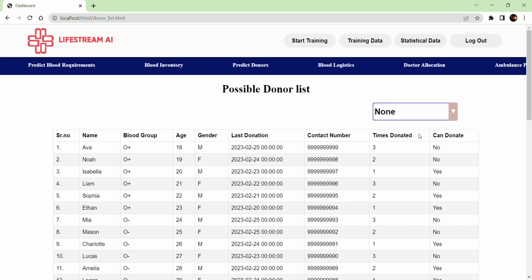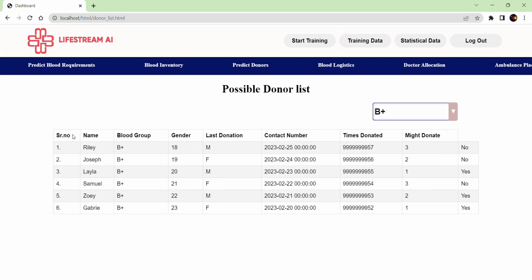And now I'll just put a filter like B positive, so it shows me that these are the B positive donors that we have available in the database, and this is the probable donation. So now I'll move forward to blood logistics.